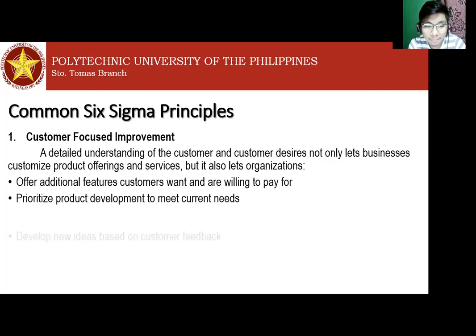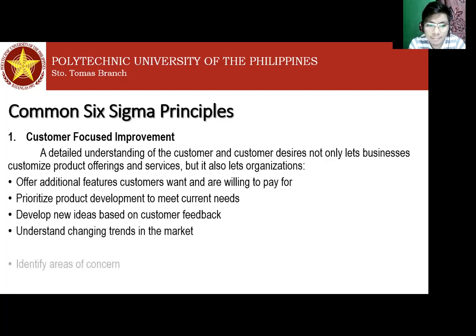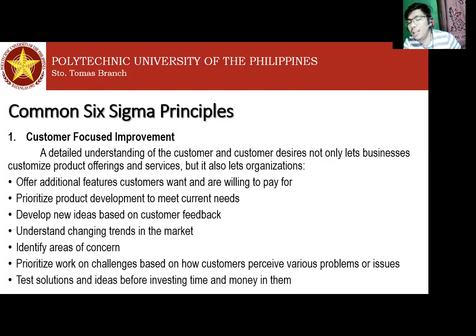So dito papasok yun. Develop new ideas based on customer feedback. Understand changing trends in the market. Identify areas of concern. Prioritize work on challenges based on how customers perceive various problems or issues. And lastly, test solutions and ideas before investing time and money in them. So that is Six Sigma. It is a customer focus improvement.